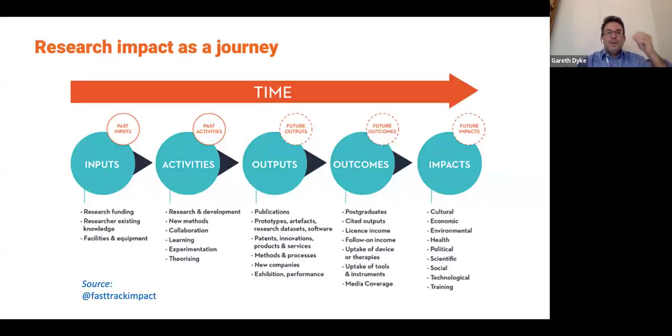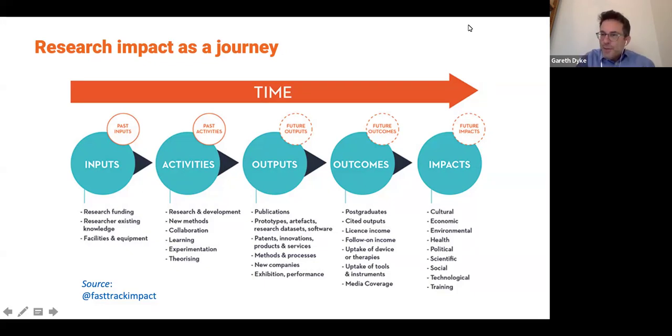build that into the way that you plan your research publications, because research impact in the planning stages is a journey. Your inputs, activities, outputs, outcomes, and immediate benefits of the research that you do, those impacts at the end of the day. Very, very, very important.